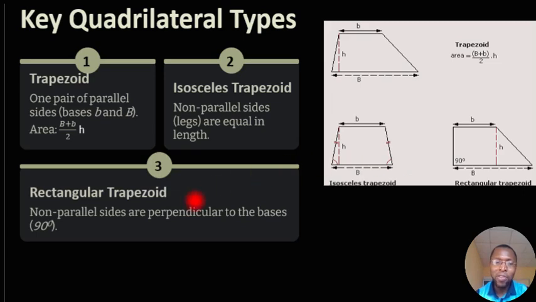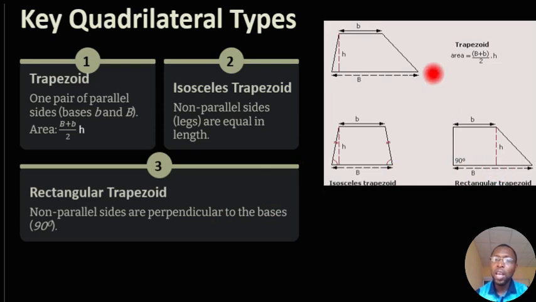Okay, we also have the rectangular trapezoid. In this case, non-parallel sides are perpendicular to the base. Okay, in this case now, this side there and this other side there are not parallel, but one of the sides is at 90 degrees. When we say perpendicular, it means at 90 degrees to the base. The base here is capital B.